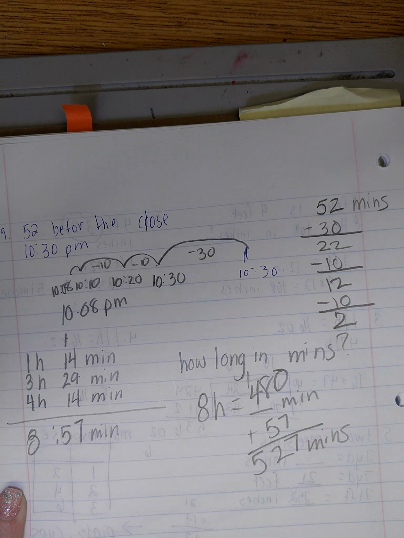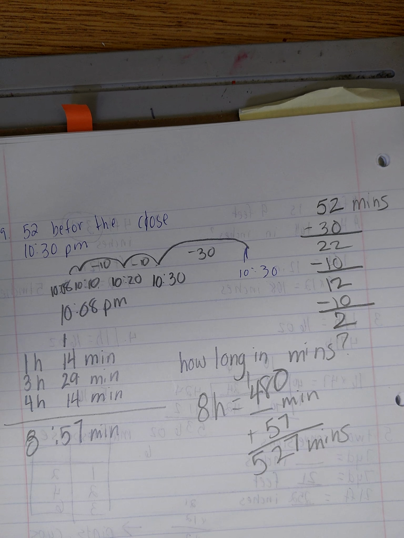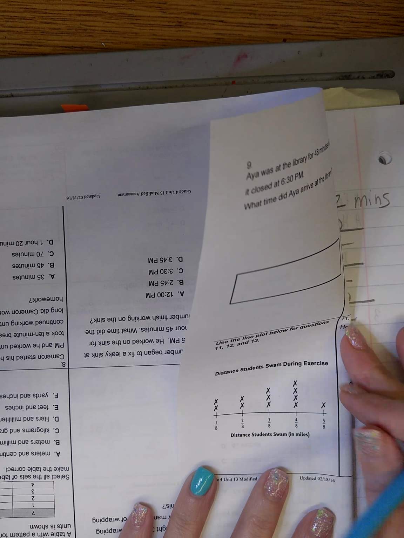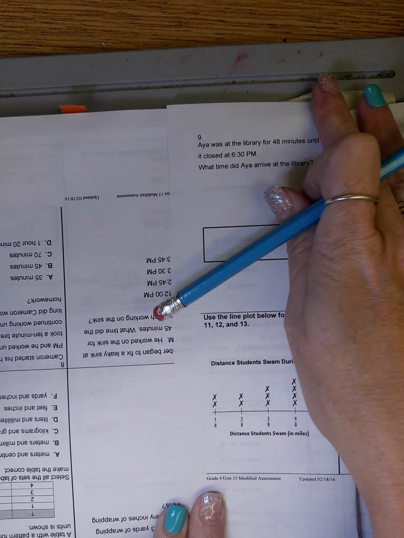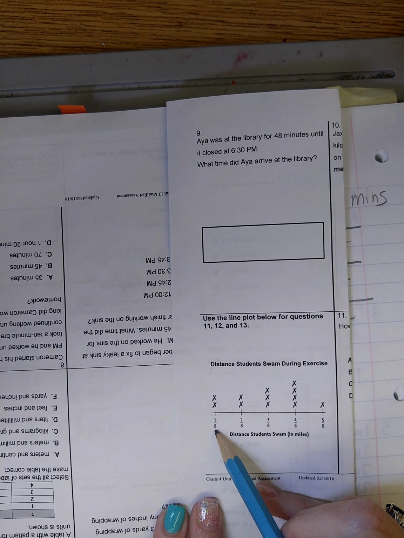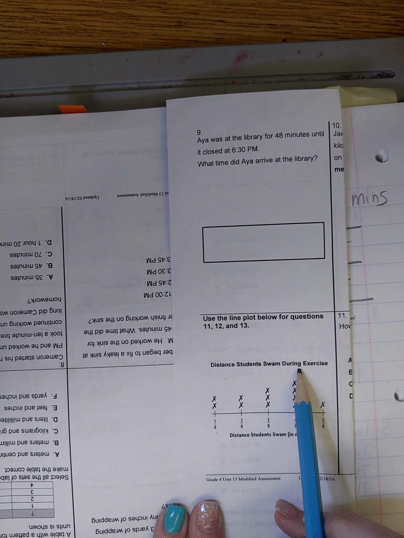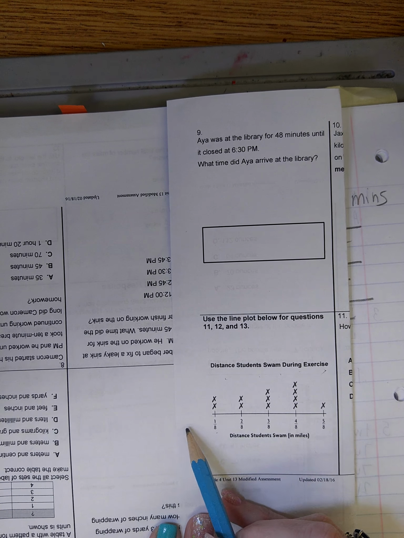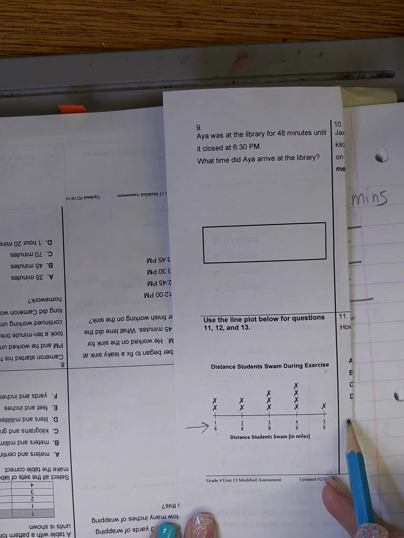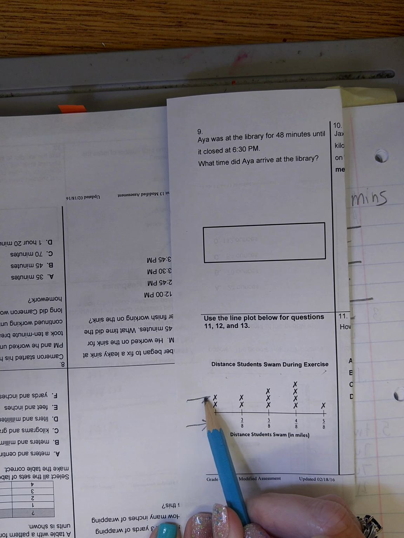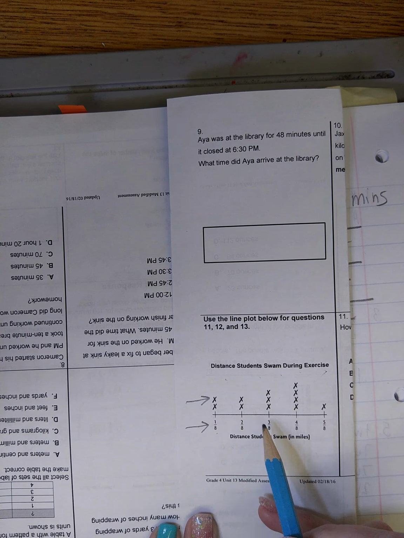Number 11, 12, and 13 say to use the data graph in order to figure out the problems. So I am going to show you this data graph right here. I'm going to use the same information. I'm just going to pick different problems. So you see we have distance students swam during exercise. This represents how far they went. This represents the number of students that did that.